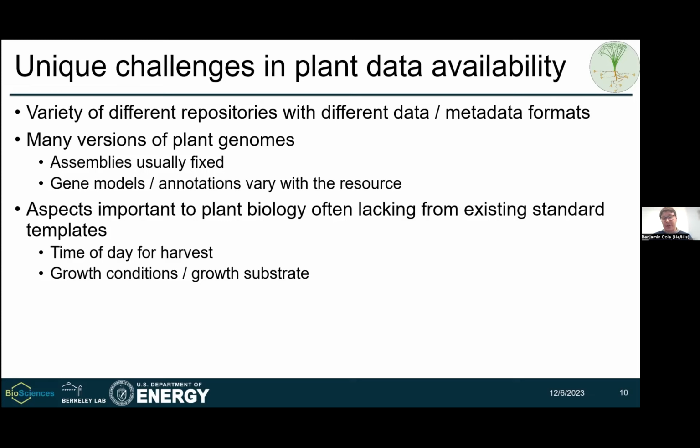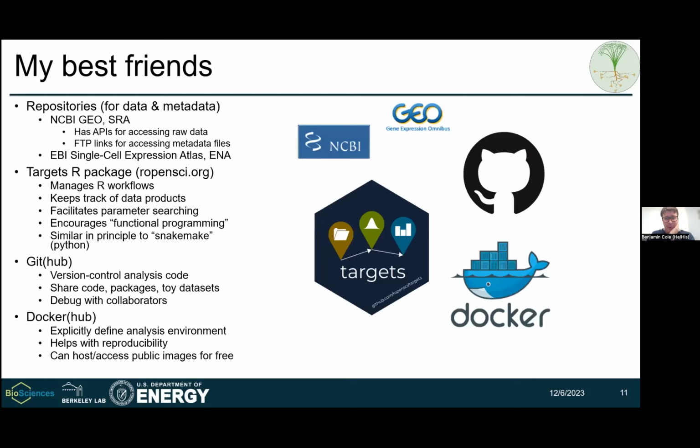Also, there are some metadata terms that describe the experiment that I find are oftentimes missing, like the time of day for harvest, which in plants, and I guess animals too, can have a really big influence on the overall transcriptome. And also, growth conditions and growth substrate are important to report, which I think affect the plant community in particular. So I'll kind of breeze through the rest of this because I think I'm running up on my half hour here.